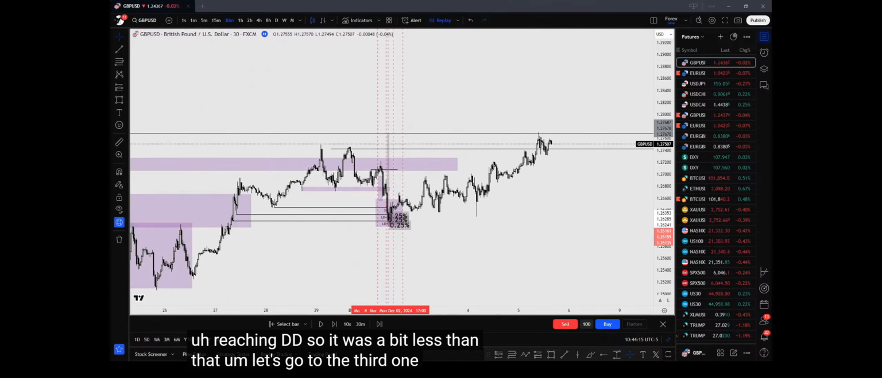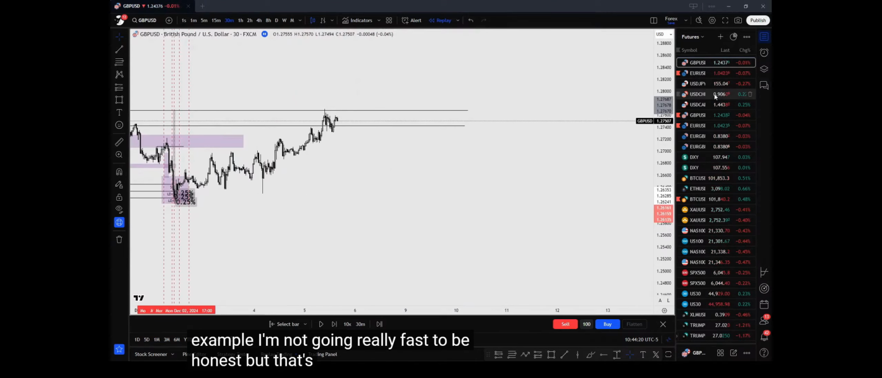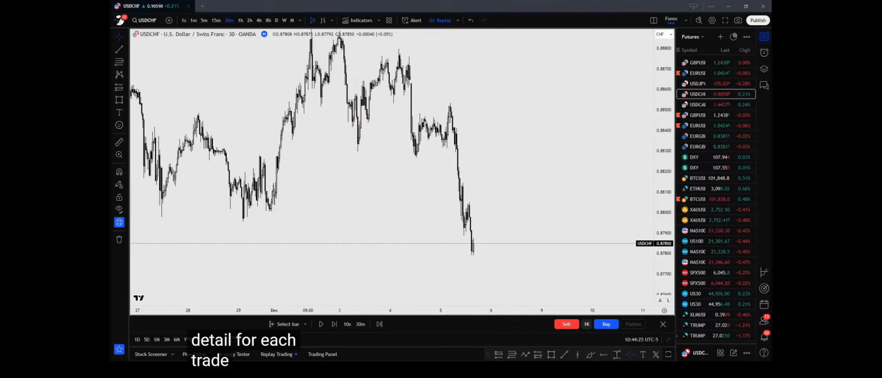Let's go to the third example. I'm not going really fast, to be honest, but that's fine. I'm going into detail for each trade. The third one is Frank, CHF. It was on November 22.